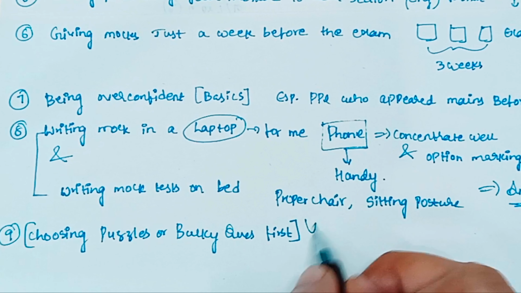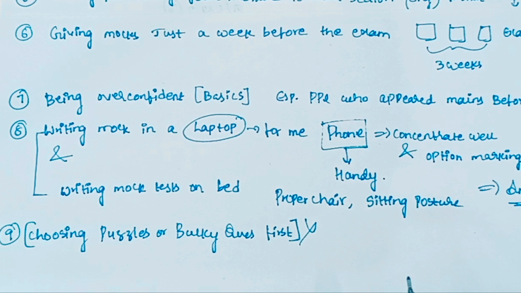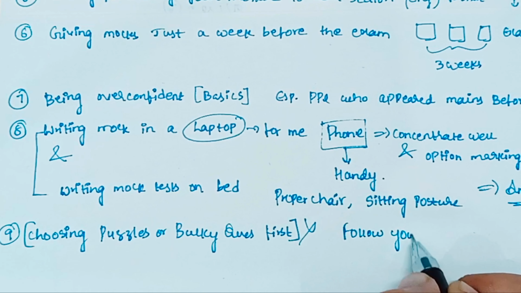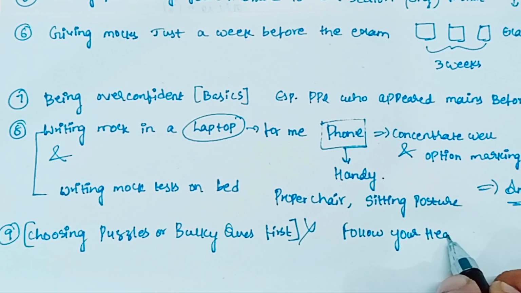In my case, I avoided this. I used to start the reasoning section with miscellaneous questions. Once we make a habit of scoring 30 plus marks in reasoning, especially in mocks, you can follow your heart while writing the exam. So in the real exam, you can follow your heart.